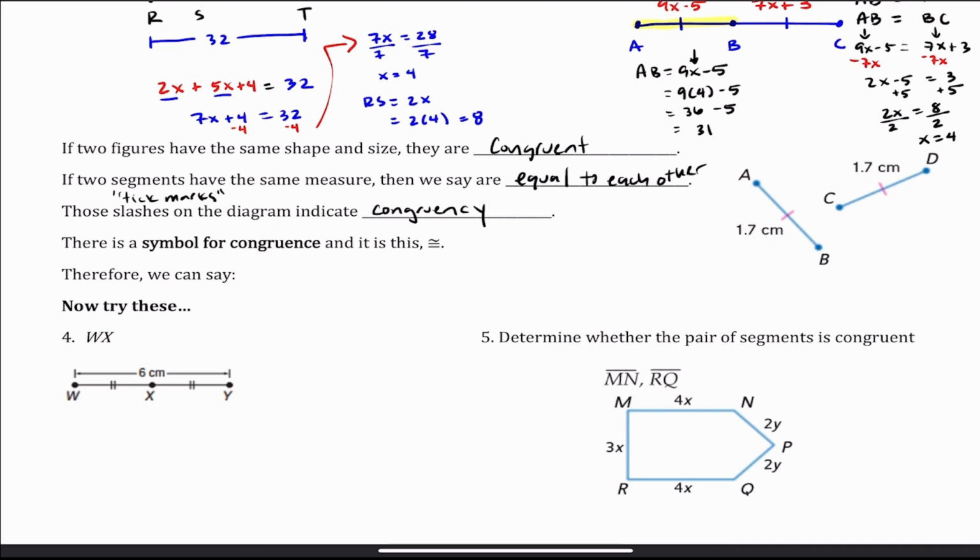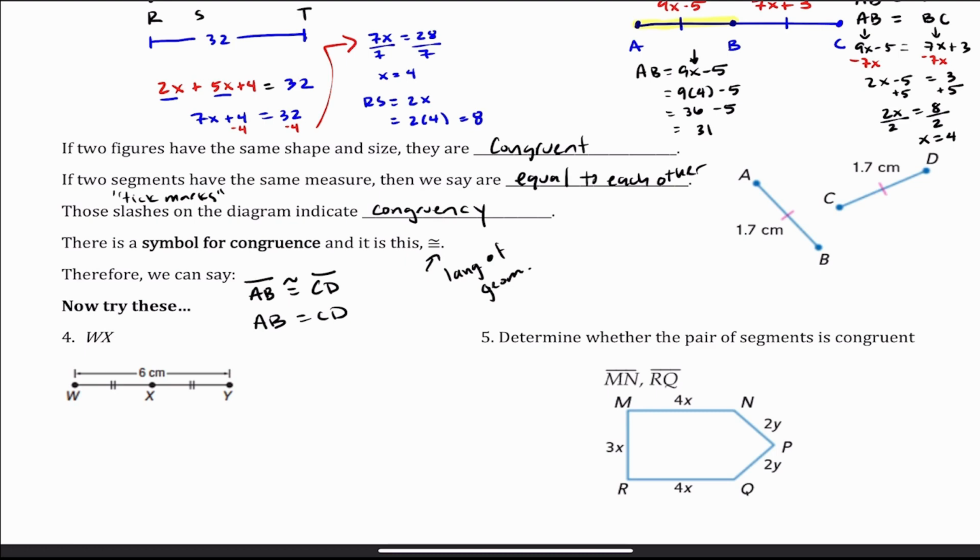There is a symbol for congruent, and it is this symbol. When we use this symbol, we are talking about the language of geometry. All right? So therefore, we say that, okay, segment AB is congruent to segment CD. That's in the language of geometry. Or if I say AB equals CD, which is also true about these two segments, the measures are the same, they're both 1.7, then we are in the territory of algebra. All right? Now, try these.